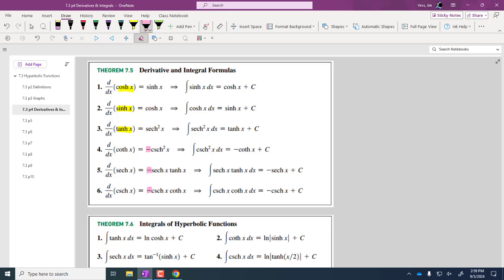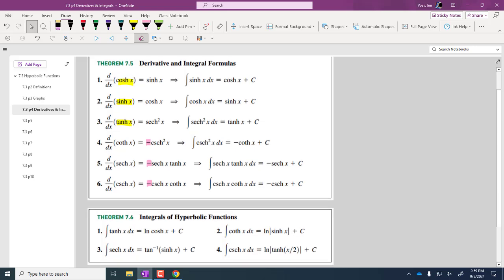So the derivative of negative cosh would be negative sinh. Yep, sinh. So there's where the derivatives are. And as you know, every derivative formula corresponds to an integral formula. The hardest thing here, other than the pronunciation, is remembering that the minuses go with the non-primary functions.